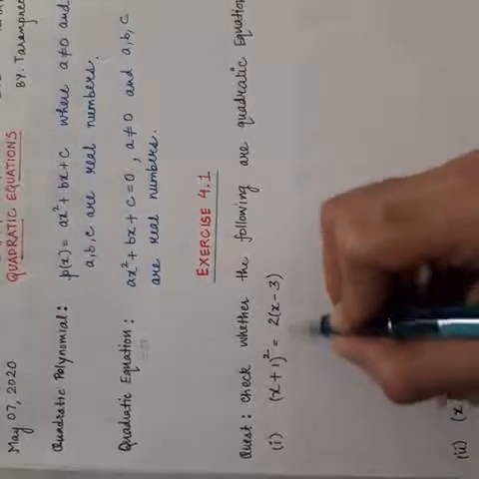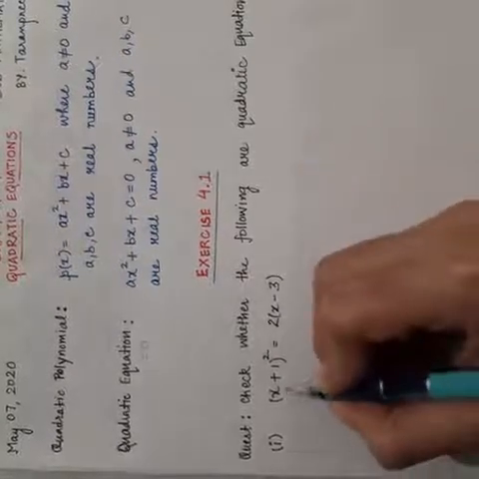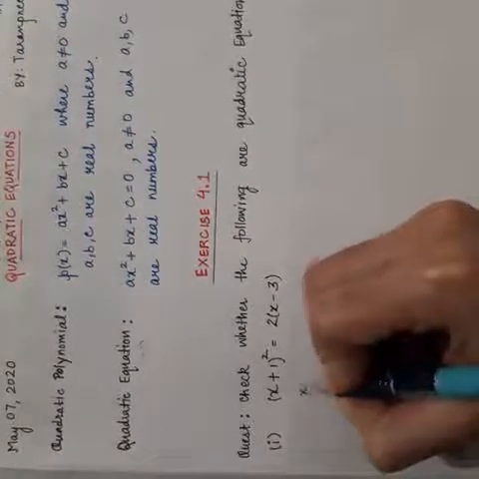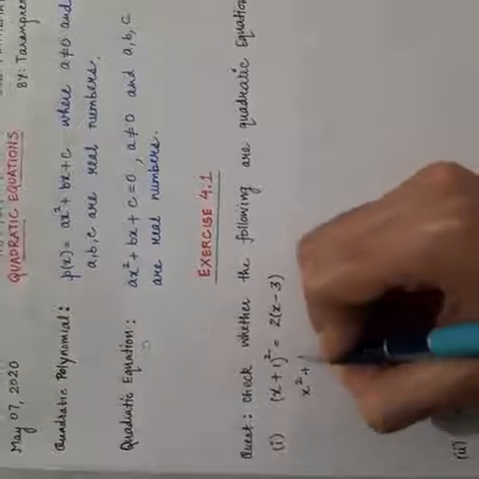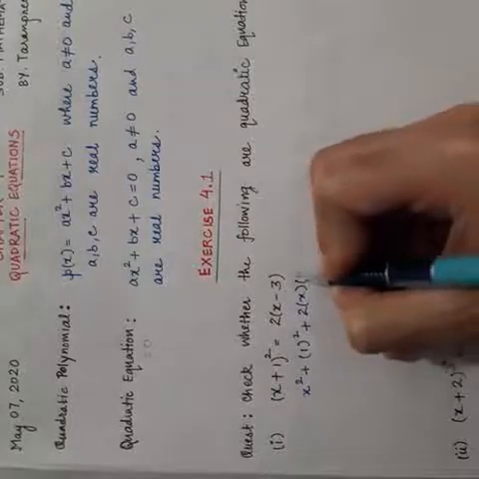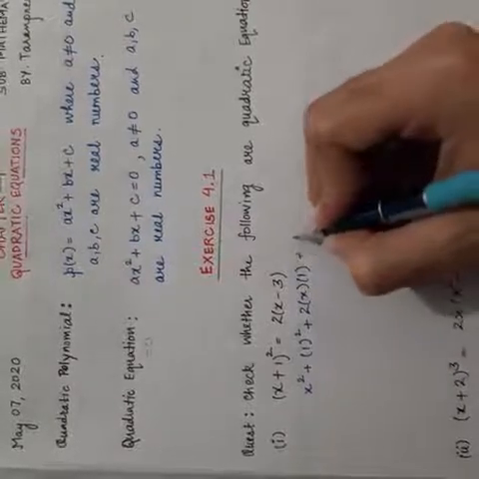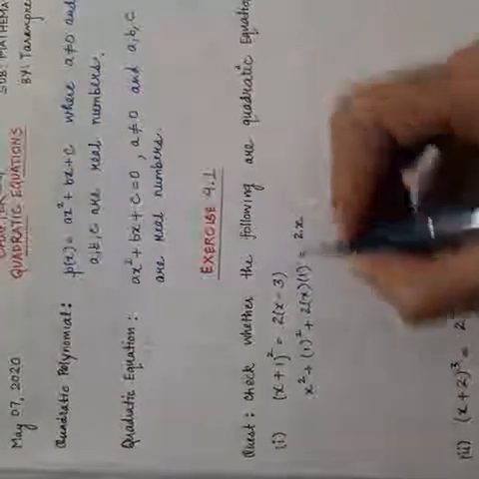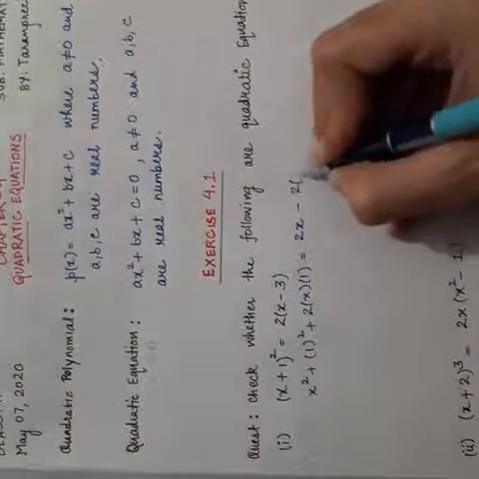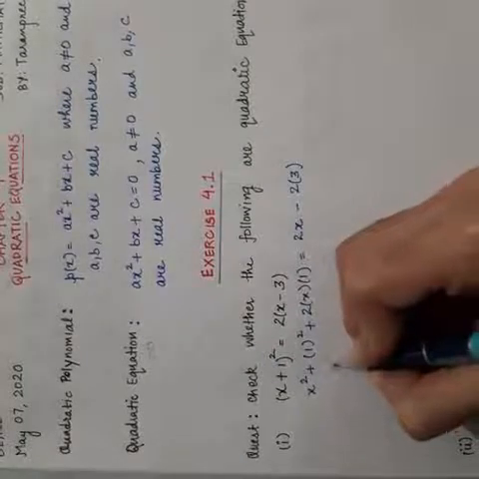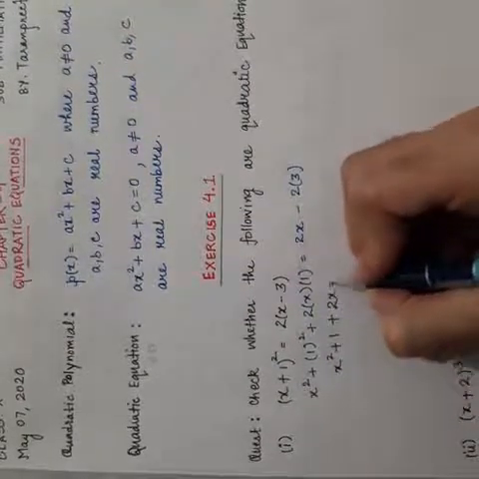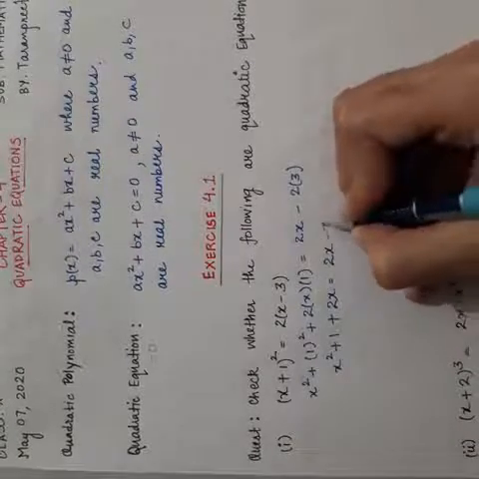Now first of all, we are going to simplify this equation. On the left hand side we have x plus 1 whole square. Herein I will apply the identity, that is a square plus b square plus 2ab. And on the right hand side we will open up this bracket using the distributive property, 2 into x minus 2 into 3. So we get x square plus 1 plus 2x, which is equal to 2x minus 6.